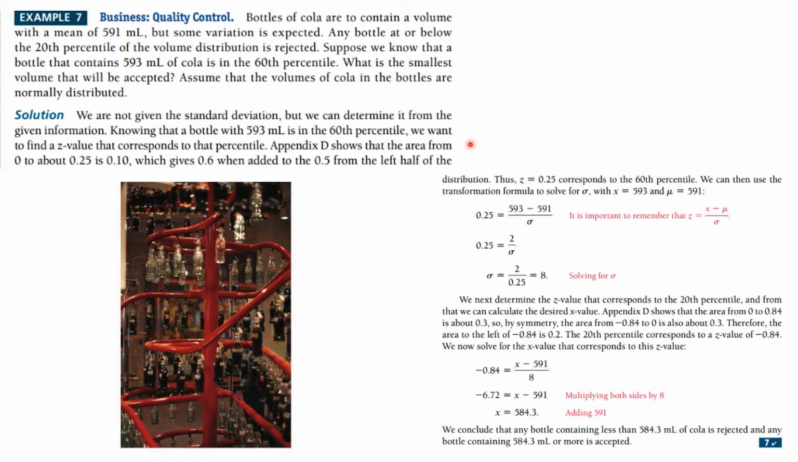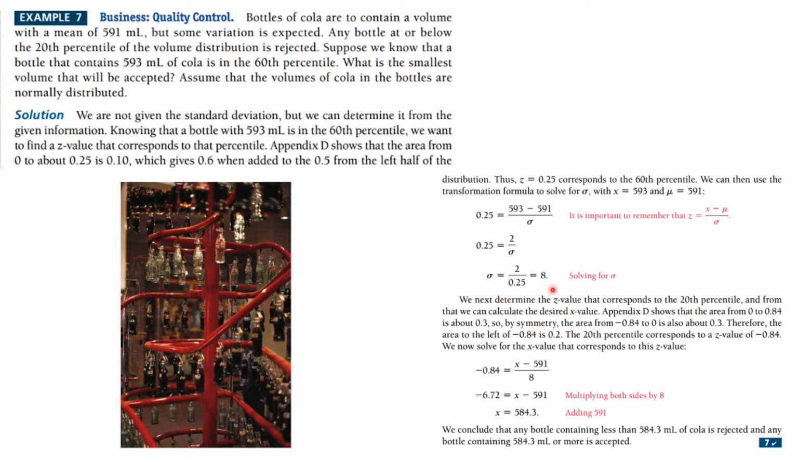We want to find a z-value that corresponds to the percentile. So Appendix D shows that the area from 0 to 0.25 is 10%, which gives 0.6 when added to the 0.5 from the left half of the distribution. Thus, z equal 0.25 corresponds to the 60th percentile. We can then use the transformation to solve for sigma. So you see here is the 0.25, the z-score, that's 593 minus the mean 591 over sigma. So we solve for sigma. This is algebra, and you should be able to do this. We find that sigma is equal to 8.